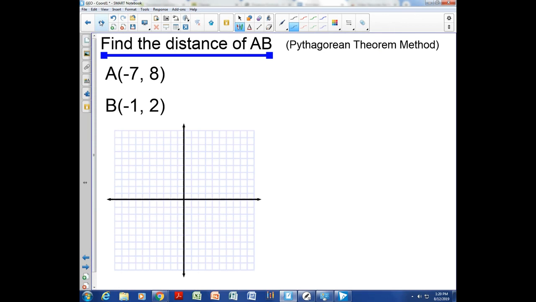Okay, so let's try that again with this quick problem. Go ahead, pause your video and see if you can find the distance of AB.